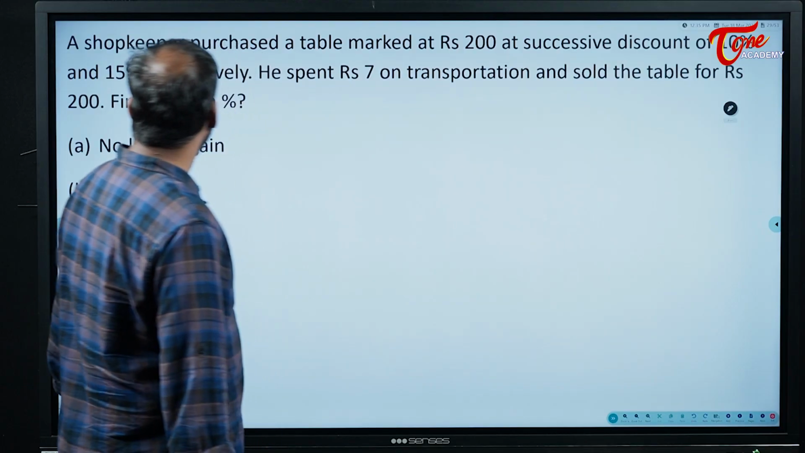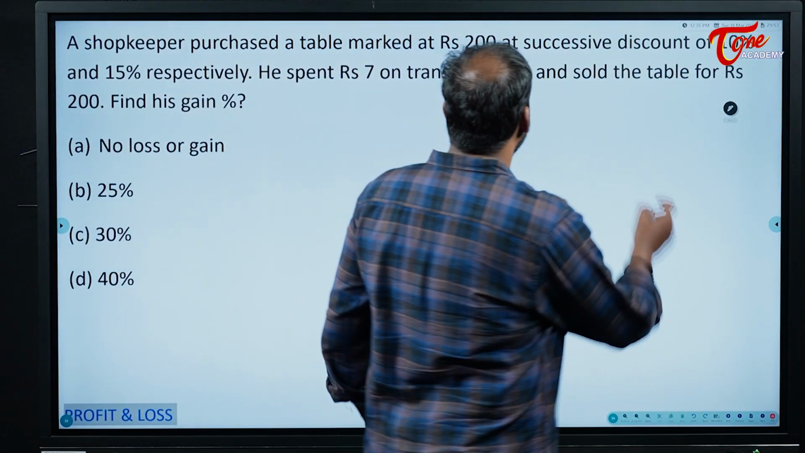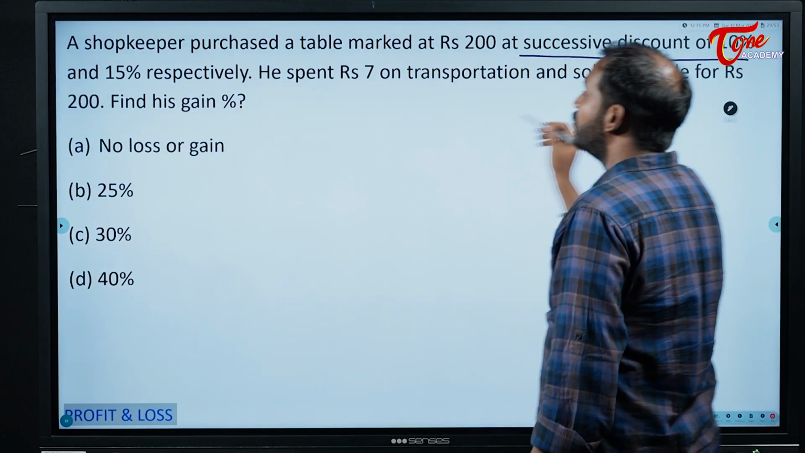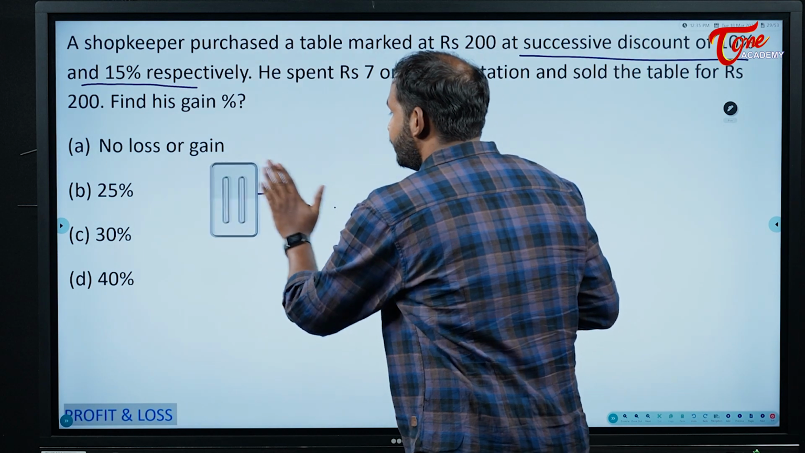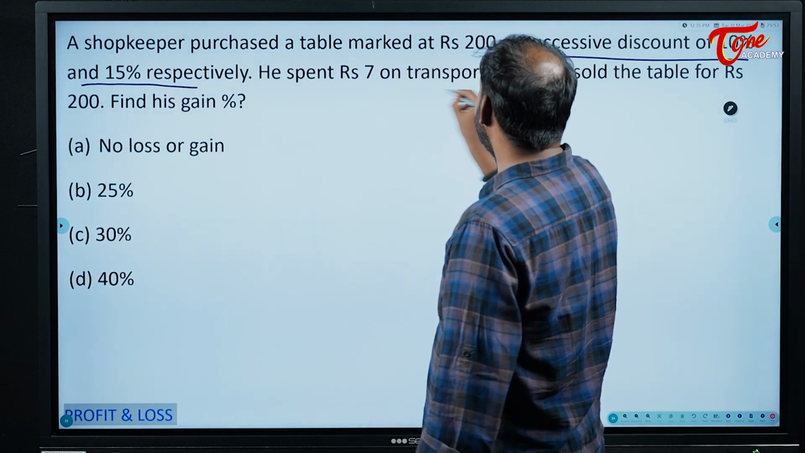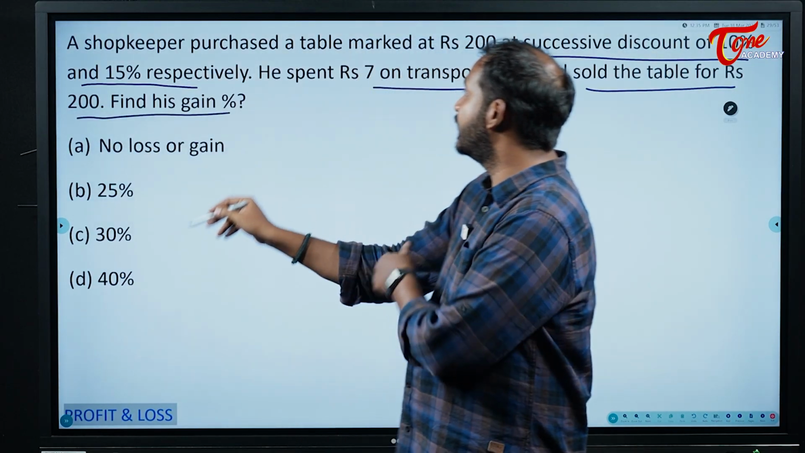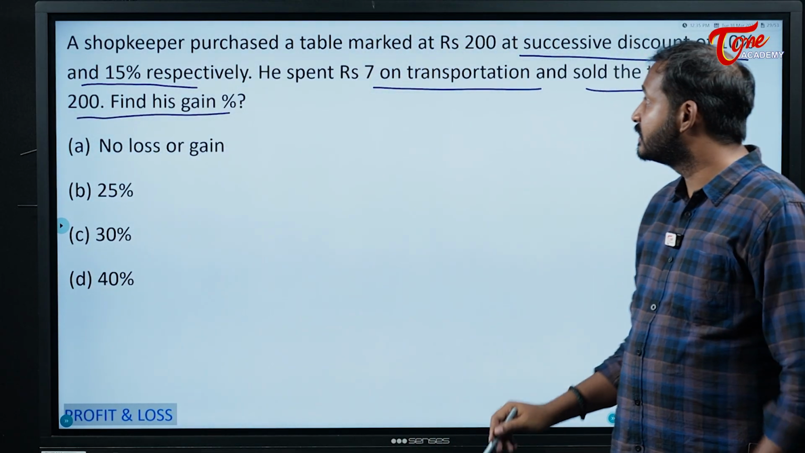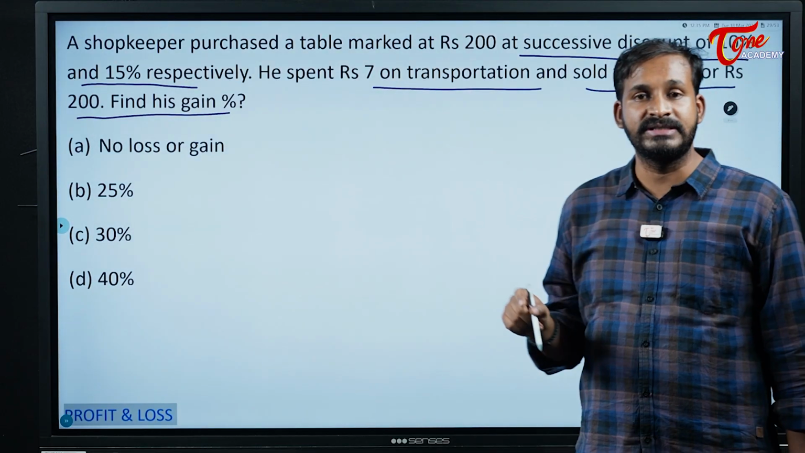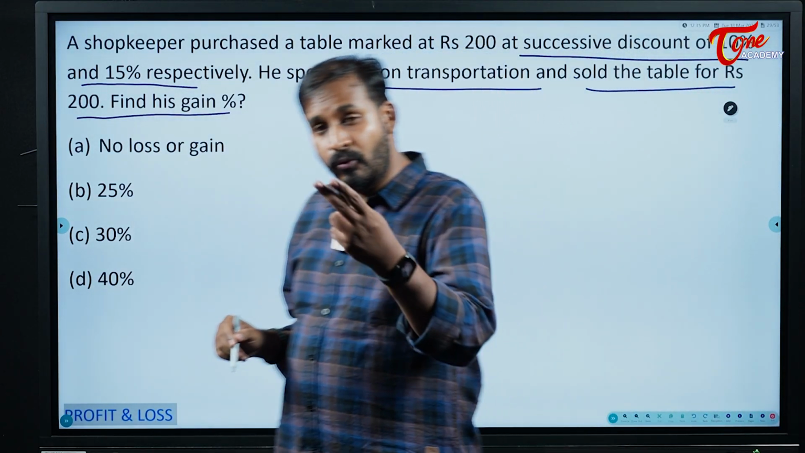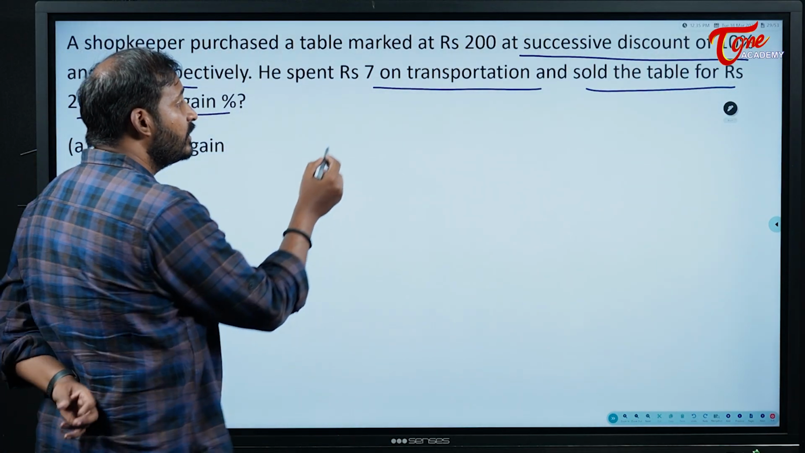Next one. A shopkeeper purchased a table marked at rupees 200 at successive discounts of 10% and 15% respectively. He spent rupees 7 on transportation and sold the table for rupees 200. Find his gain percentage. Now see here, students. He purchased the product with successive discounts of 10% and 15%. Both are decrements, right? So effectively how much will it decrease?